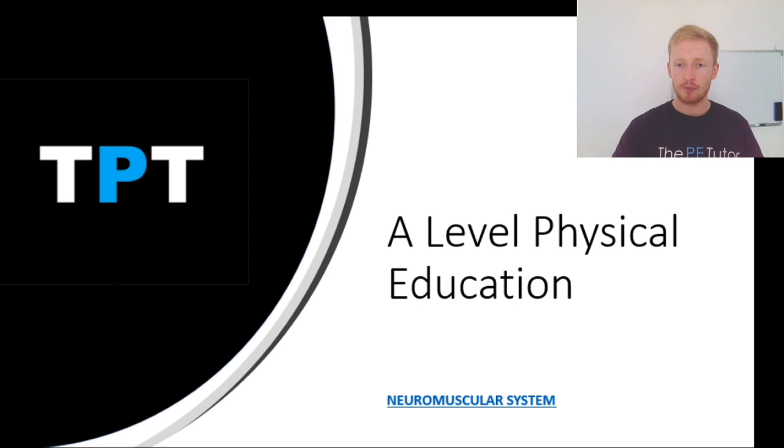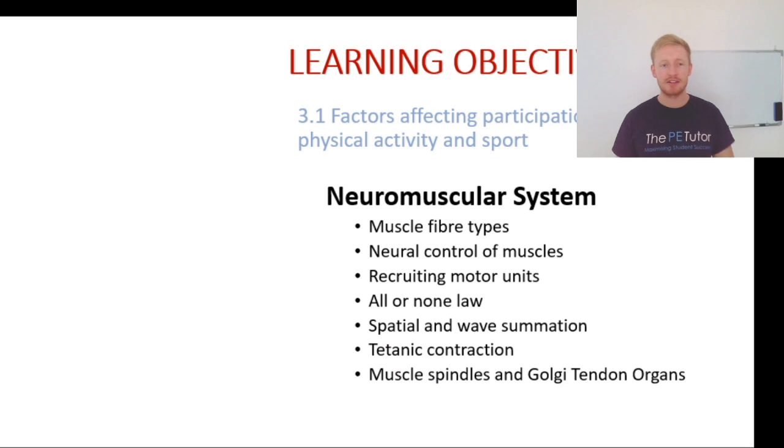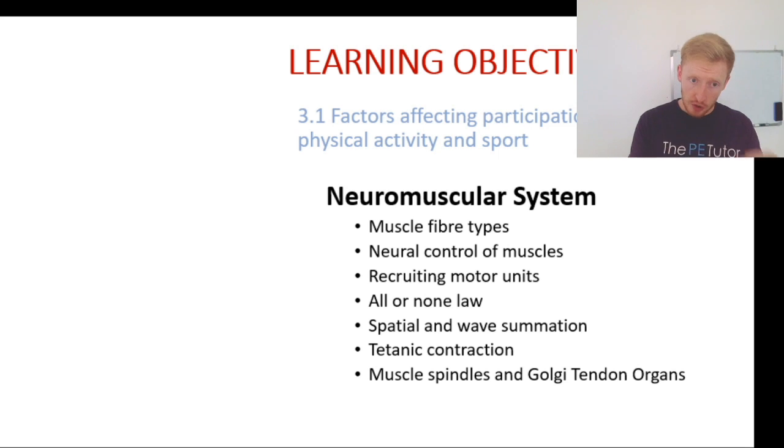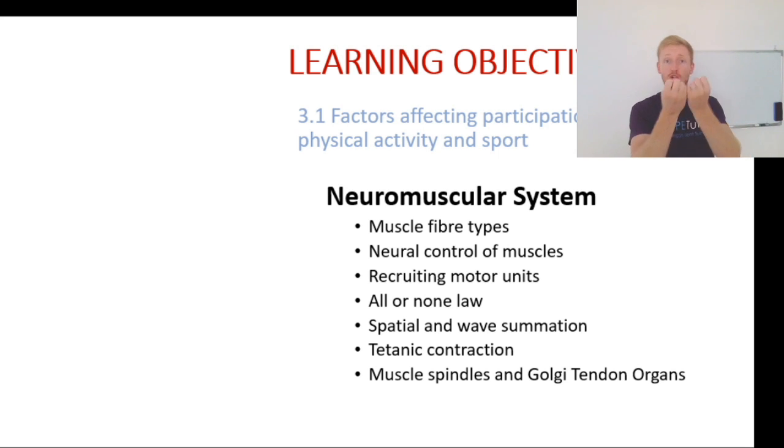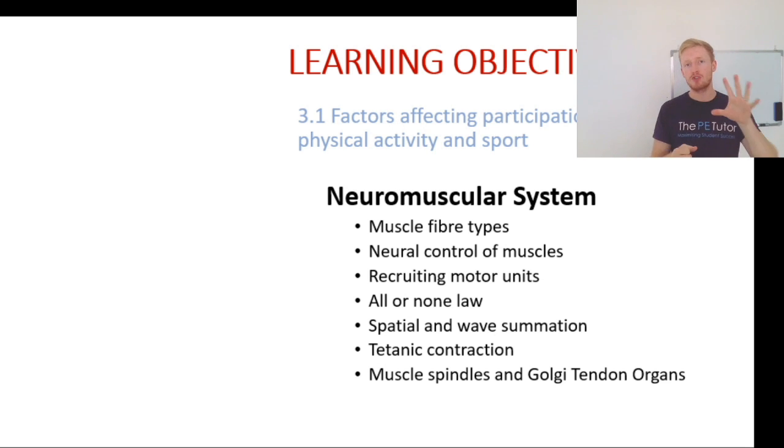So what we'll do is get straight into it and we'll look at some of the objectives of this session. So we should know by the end what the different muscle fiber types are. We should know how the neurons can then control these muscle fibers. And then we're going to look at something called a motor unit. What are the different components of it? What are the laws that govern the motor units? Which is the next one there, the all or none law.